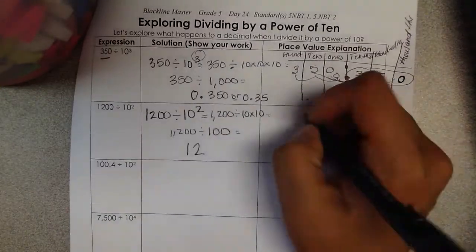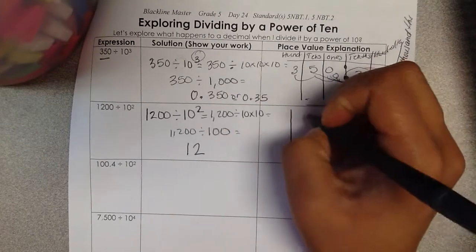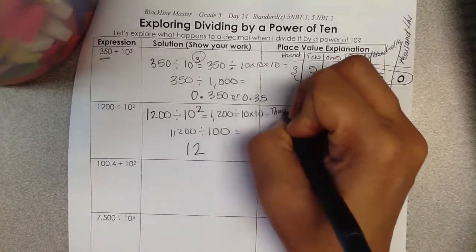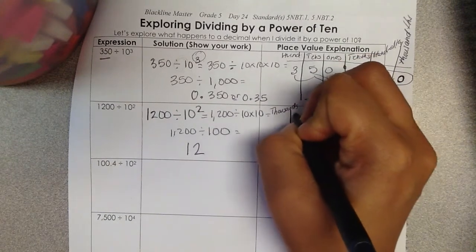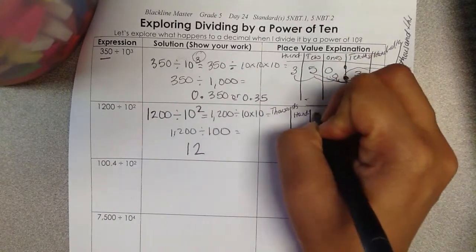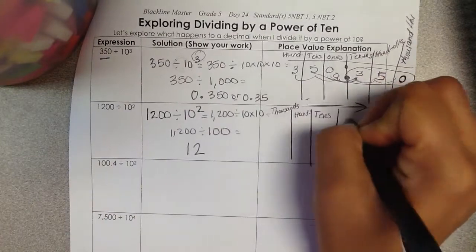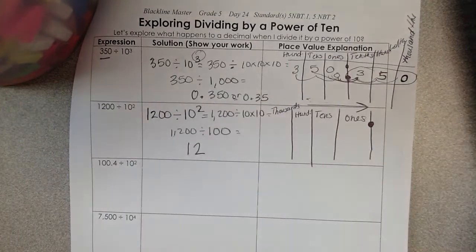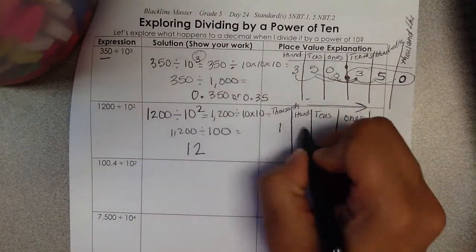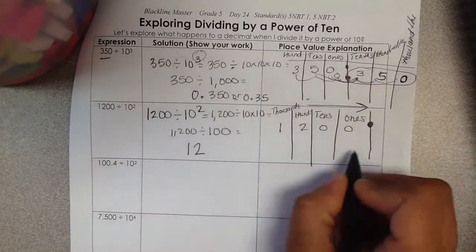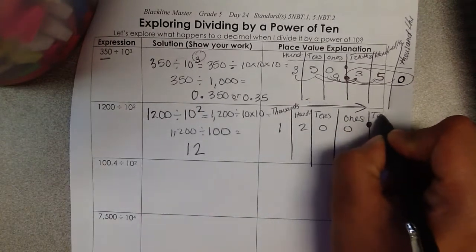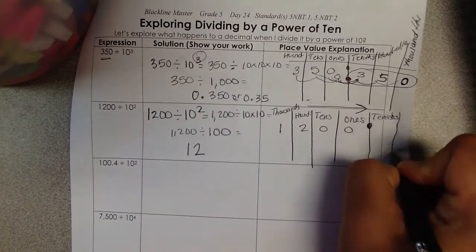So let's look at my place value chart and determine how that looks. I have thousands, I have hundreds, I have tens, I have ones, and beside the ones would be my decimal place, obviously. So I start with 1,200, and every digit has to shift 2 place values. Okay, so I'll go ahead and do my tenths and hundredths right here.